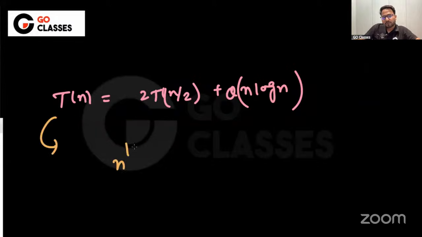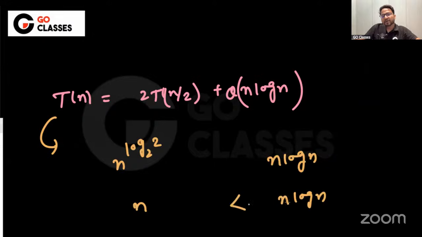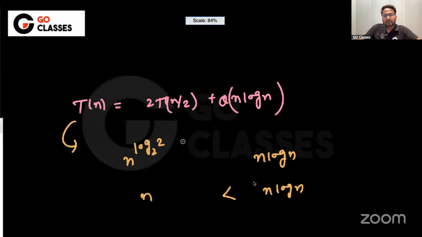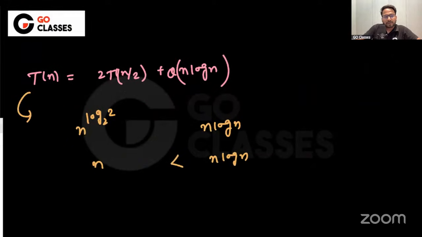It is n to the power log base b of a, and then n log n. Which one is larger? You can say it is n and it is n log n. So n log n is larger, but it is not polynomially larger. Can you tell me what the answer will be? Will the answer be n log n? The answer is no, right?